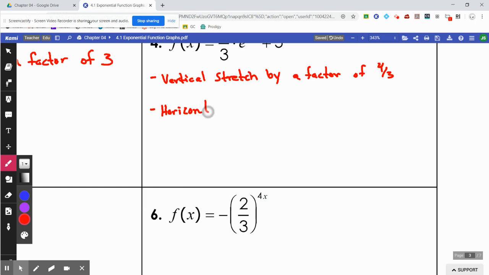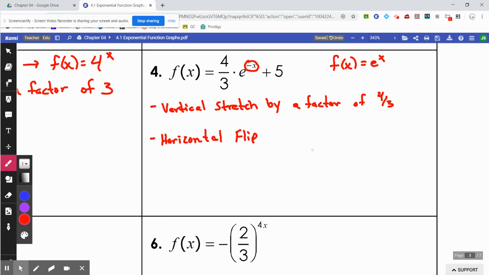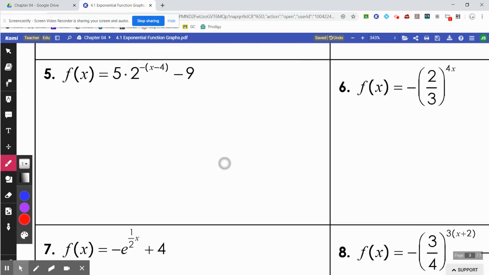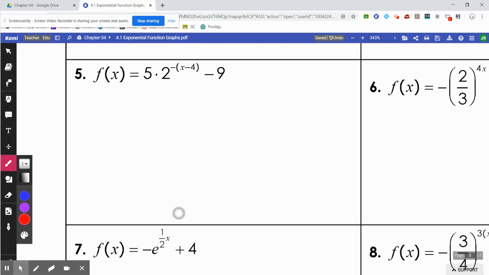Again, because it's on the x, that's the reason it's horizontal. And a horizontal would flip it across the y-axis. And the last transformation is going to be the plus 5 on the end, not on the x, so therefore we would move it up 5.